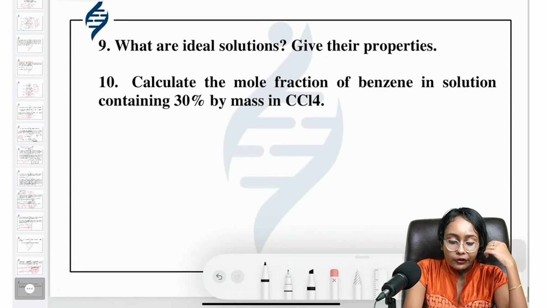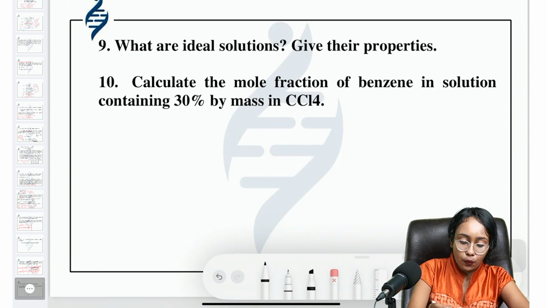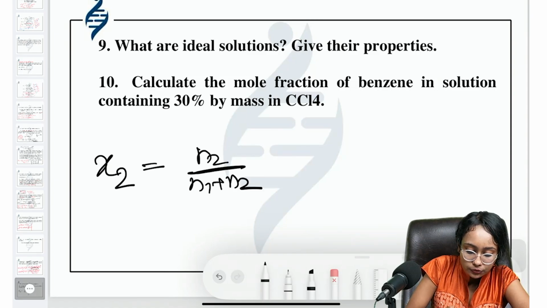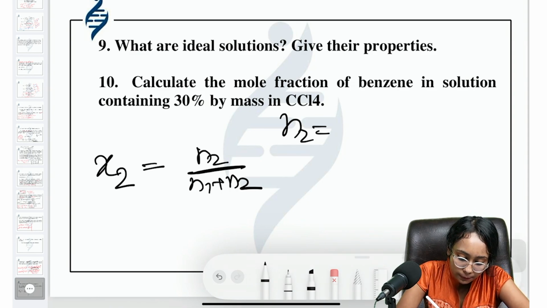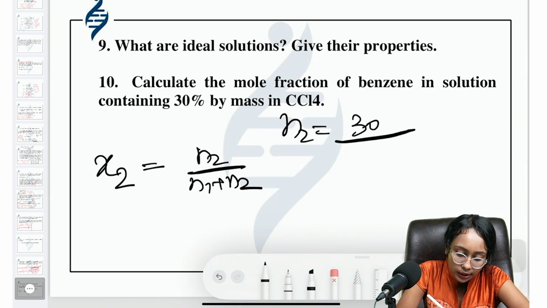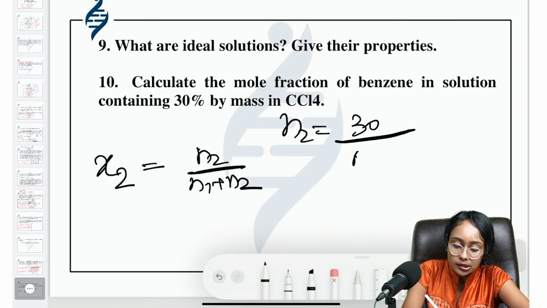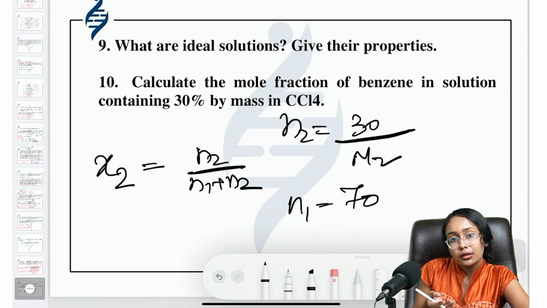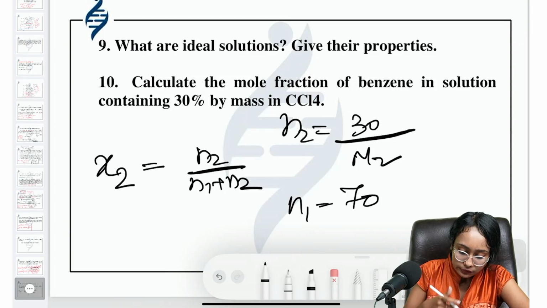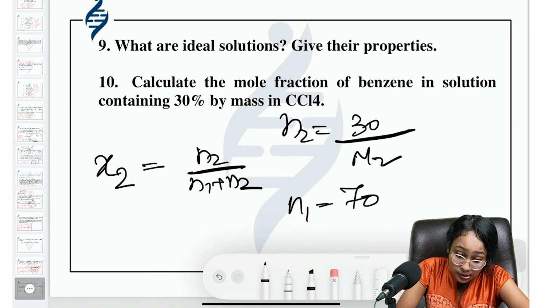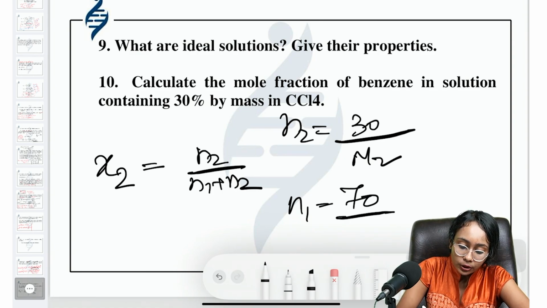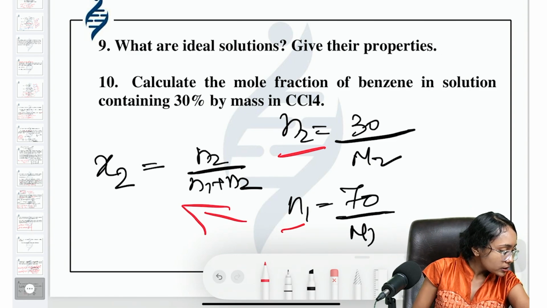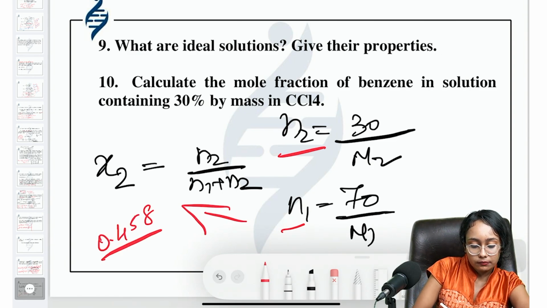Calculate the mole fraction of benzene in a solution containing 30% by mass in CCl4. So mole fraction of benzene is chi2. Chi2 equal to N2 by N1 plus N2. N2 means benzene. It is having 30 grams given mass, so find out the molar mass of benzene C6H6 and substitute here M2. You'll get N2. For N1, we have 70 grams, because 30% of the solution is benzene, so the remaining 70% will be CCl4. It's a solution of benzene in CCl4. So 70 grams of CCl4 divided by M1. You'll get N1. Substitute in chi2. The answer will be 0.458.